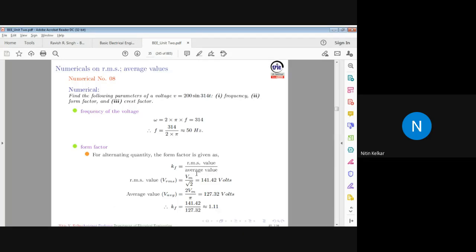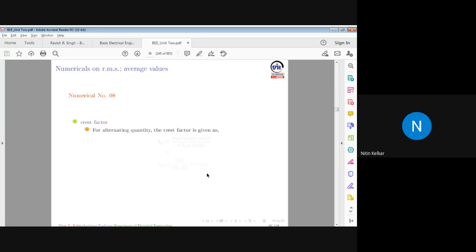So this is how we can determine the form factor, that is Kf, and the peak factor, as we know, is the ratio of maximum value upon RMS value. That is 200 upon 141.42. The answer will be equal to 1.414. So this is how we can calculate the RMS, form factor and peak factor for the given condition.